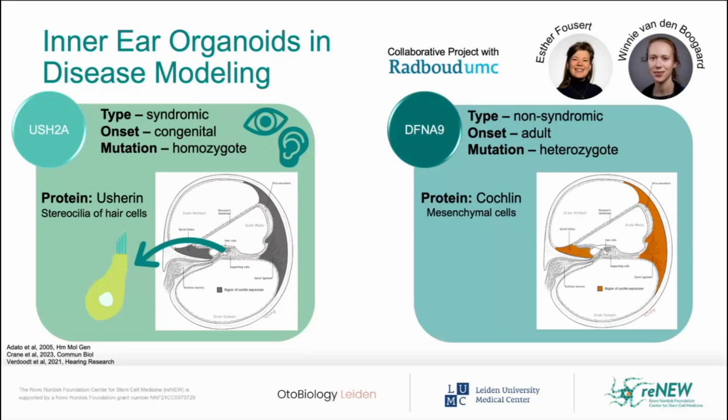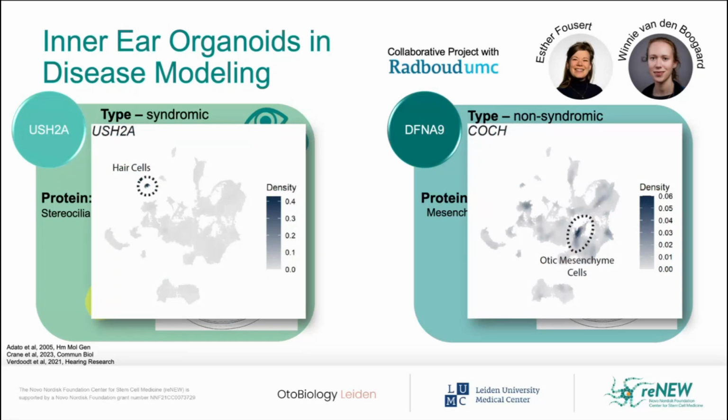Then we have the second one, which is deafness A9, a non-syndromic form of hearing loss with later adult onset, and that's the protein cochlein, which is expressed within the mesenchyme. I can say this project is done by Esther and Winnie from our group, but also in collaboration with the Valk. If you look at how these genes are expressed in our organoid data, we can see that they are nicely expressed. The USH2A gene is expressed in the hair cells in our organoids, and the cochlein gene is expressed within the otic mesenchymal cells. So this confirms that we can use our organoids to model these diseases.